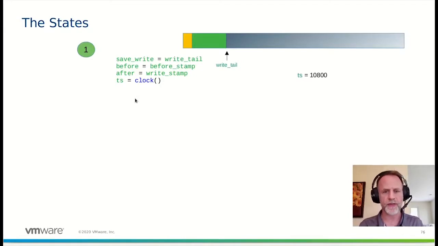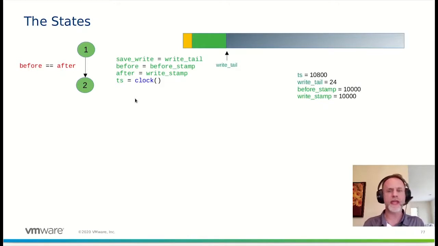We start off, and this is important, remember this: we save the write tail. We read the write tail and put it into save write, a local variable, so we know what that write tail is. We're going to use it later. Remember, save write is the write tail before we start anything. Then we read the before stamp and the write stamp, and I put it into after. That's because the write stamp isn't updated until after you allocate. Since the before stamp is written before you allocate, and the write stamp is written after you allocate, I just save it into a variable called after. Then I read the timestamp counter from the clock.